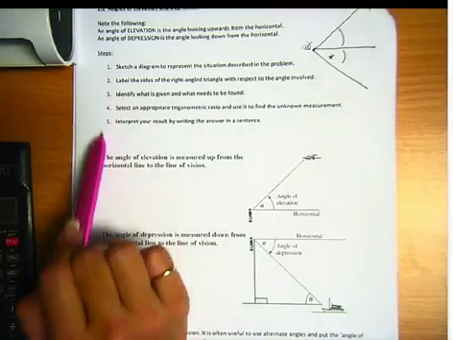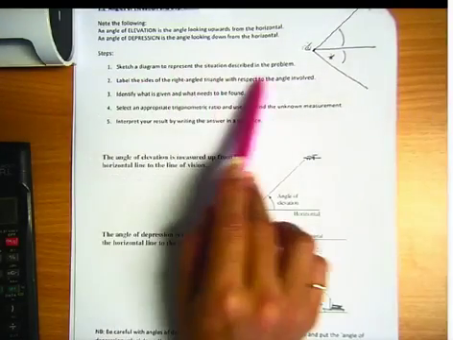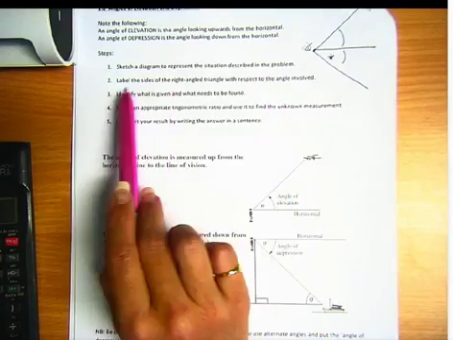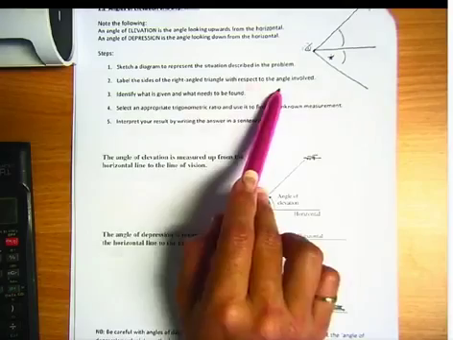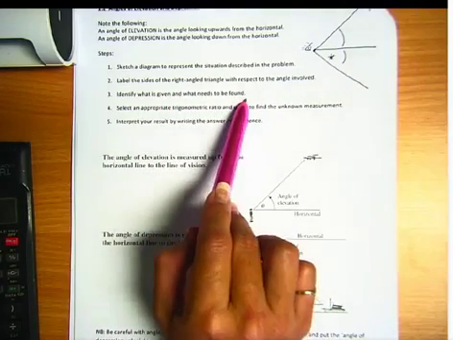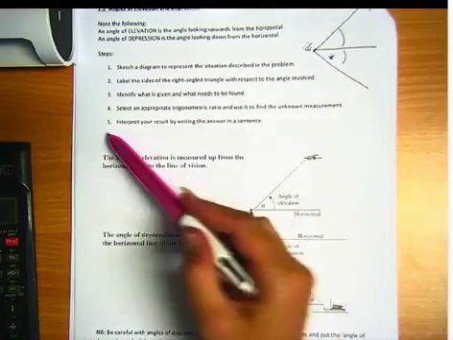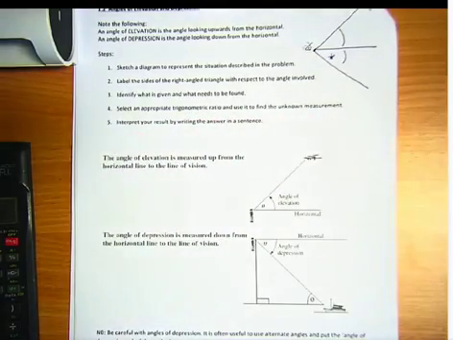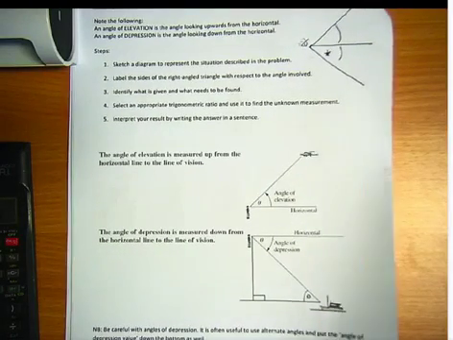Now, here are the steps that I would like you to go through with these problem-solving ones. I want you to always sketch a diagram. I want you to put in a right-angled triangle, if you can, and label all the sides. And then I want you to identify what is given and what needs to be found. I want you to select the right ratio and then use it and interpret your result, please, by writing an answer in a sentence, okay?